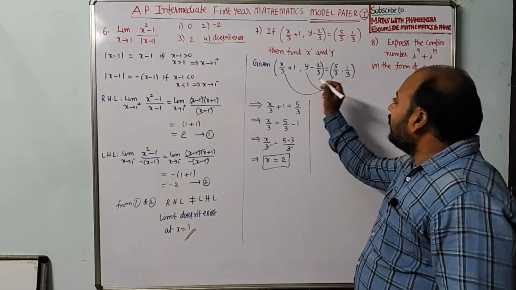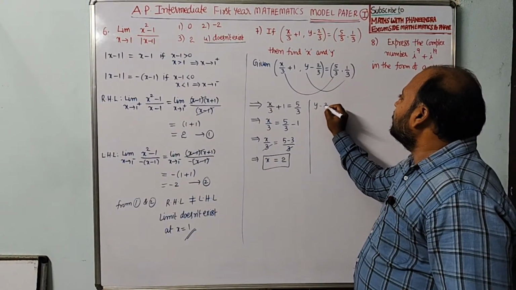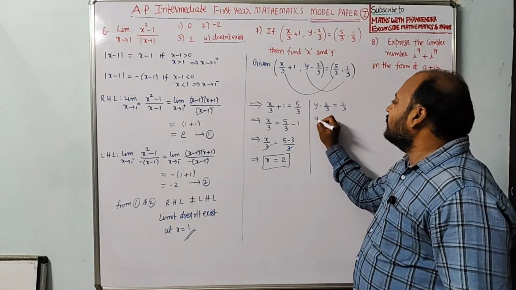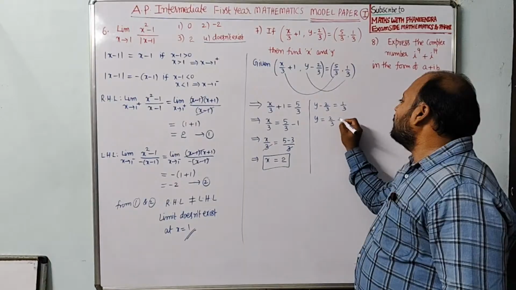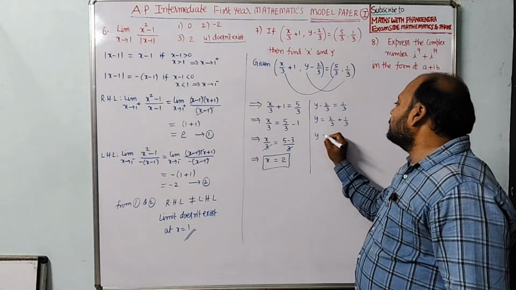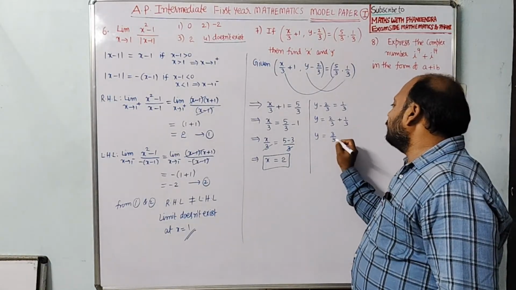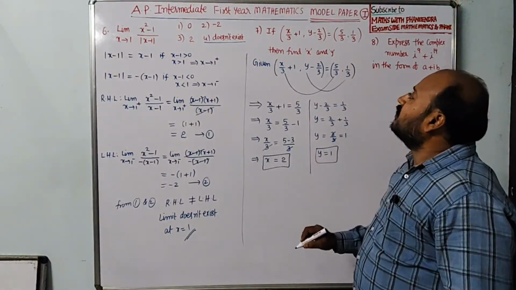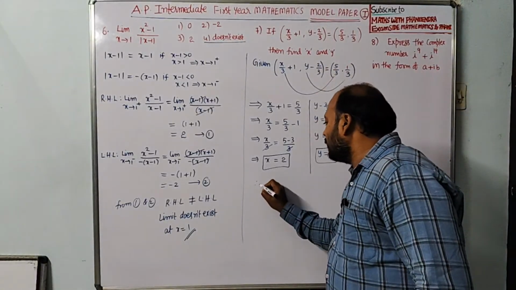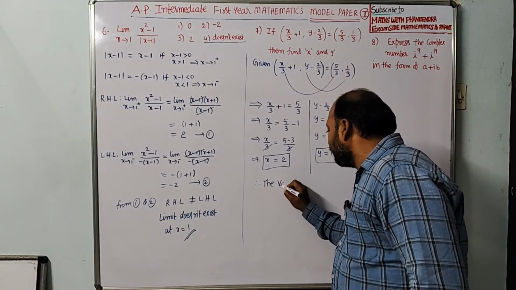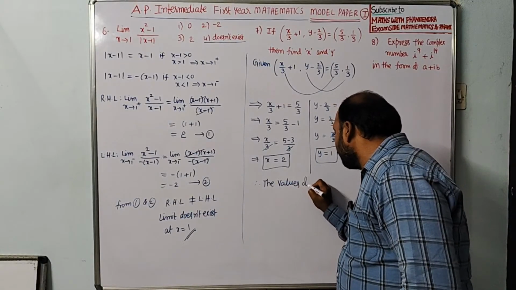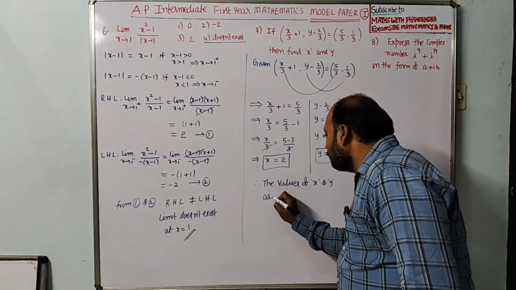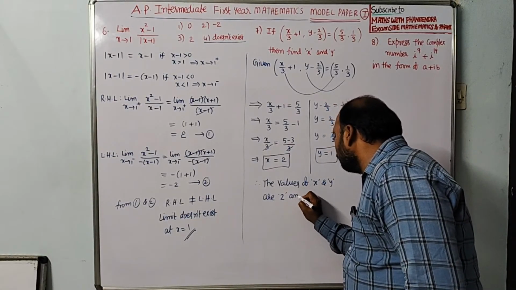So x value we got. Similarly, by comparing y coordinates, y minus 2 by 3 equal to 1 by 3. Minus 2 by 3, bring this side. Y is equal to 2 by 3 plus 1 by 3. So y is equal to 3 by 3, which is equal to 1. Therefore y value is equal to 1. Therefore the values of x and y are 2 and 1.